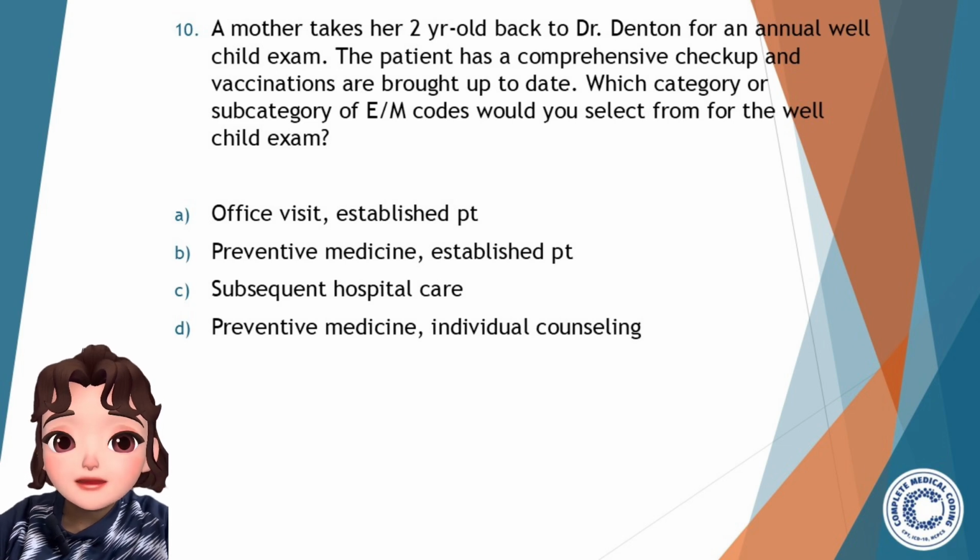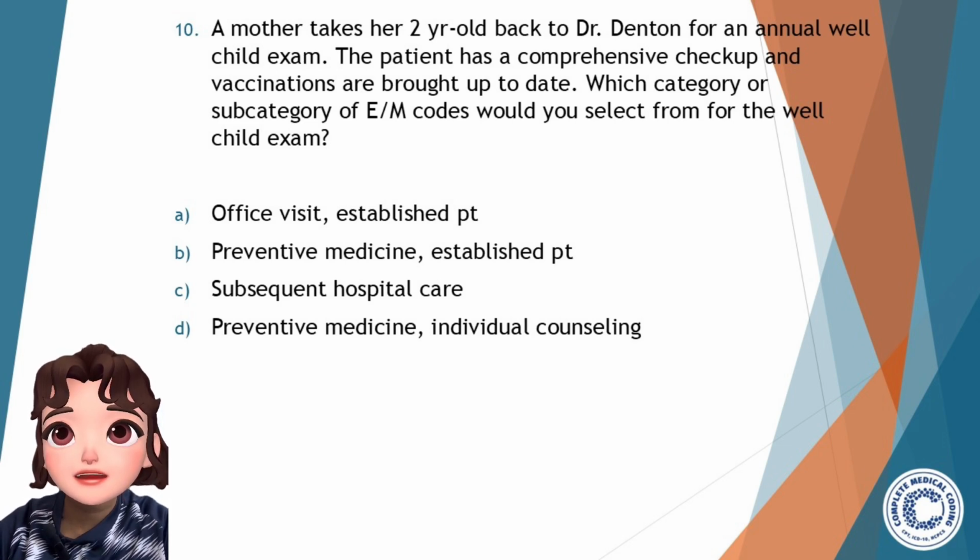Now moving on to the 10th question. A mother takes her 2-year-old back to Dr. Denton for an annual well child exam. The patient has a comprehensive checkup and vaccinations are brought up to date. Which category or subcategory of P&M codes would you select from for the well child exam? So here mother has taken for a well child examination and the patient has done a comprehensive checkup and vaccinations. Everything has been checked and it's up to date. Okay. So which category of P&M codes that we need to code?